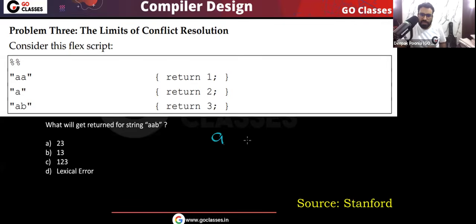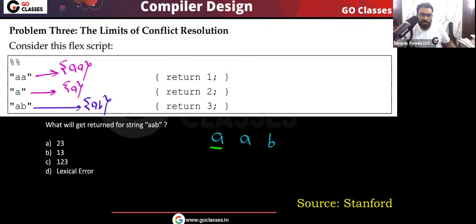Let's see. So here you can see we have AAB. Let's read this input string from left to right, character by character. When you read this first character, which regular expression is in the race? Notice these are very simple regular expressions. Here you only have one string, that is AA. This regular expression also has only one string, that is A. This regular expression also has only one string, that is AB. So when you read this A, which regular expressions are in the race? All of them. Yes or no? All of them are in the race.